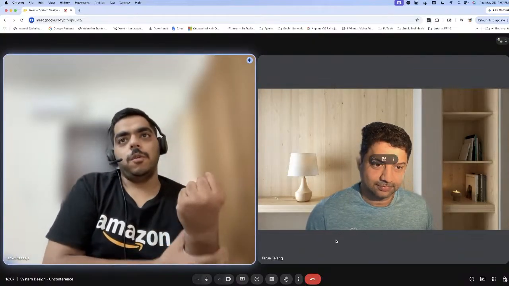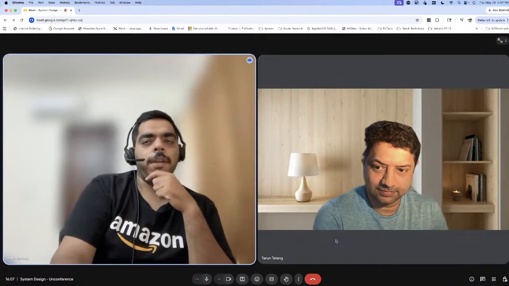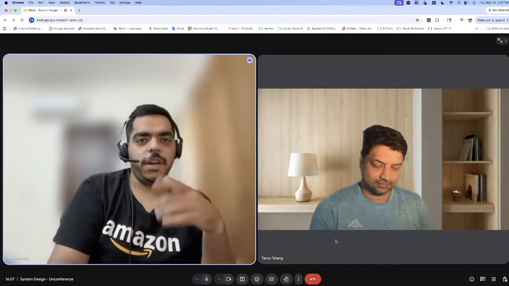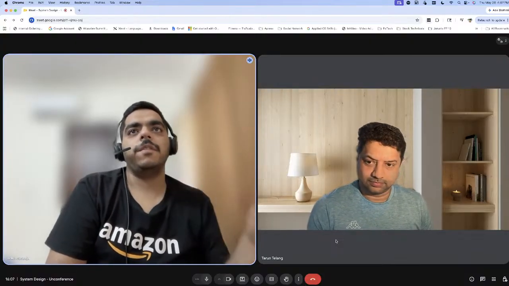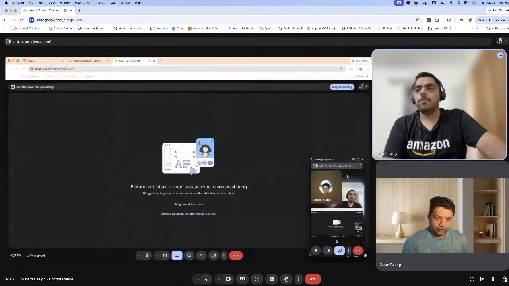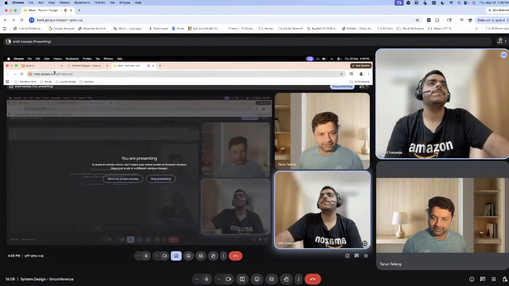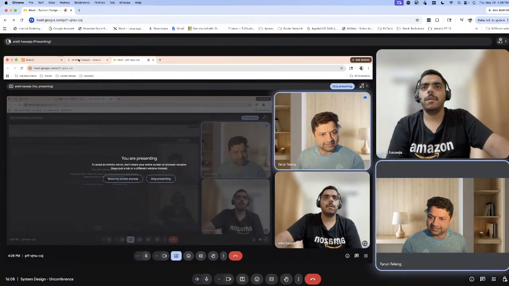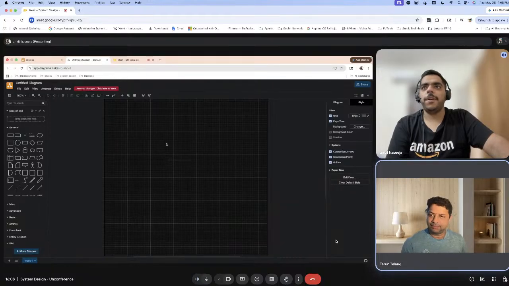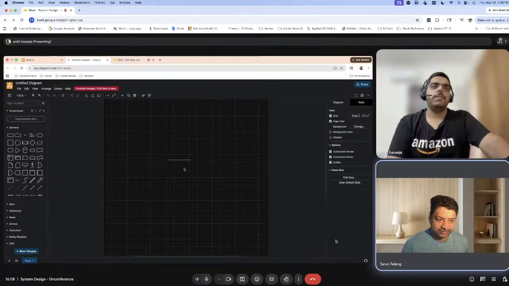Sure. So let me share my screen so that I can start from the beginning with the requirements and the functional and non-functional things we require. Sure. Do let me know once my screen is visible. Okay. Is my screen visible? Yeah, your screen is visible. Is my drawing diagram visible? Perfect. Yes, your diagramming tool is visible.